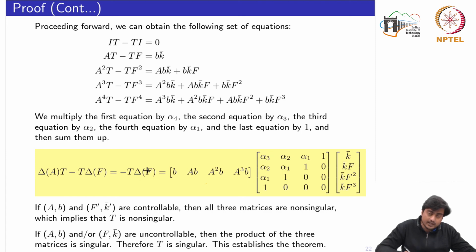So T would definitely be a non-singular matrix, and this only happens if the matrix A and the matrix F have no common eigenvalues. Now if either of the matrices is uncontrollable, if either of the pairs is uncontrollable, then your T matrix would be a singular matrix. So this establishes the if and only if condition. Okay.